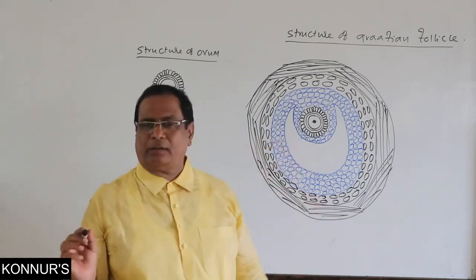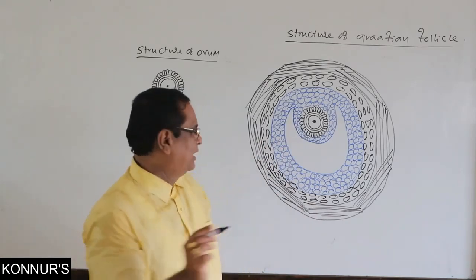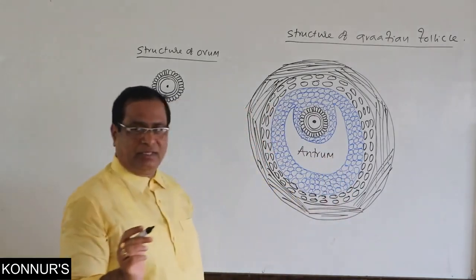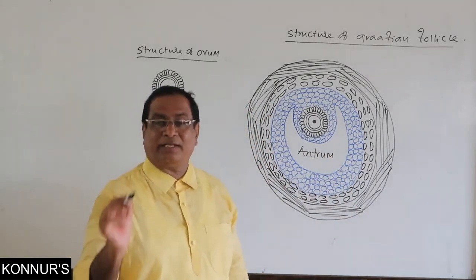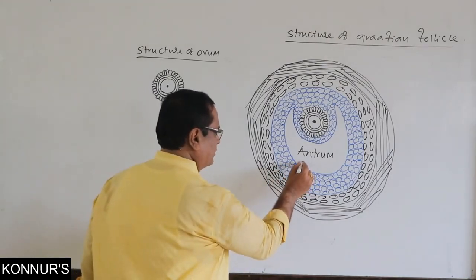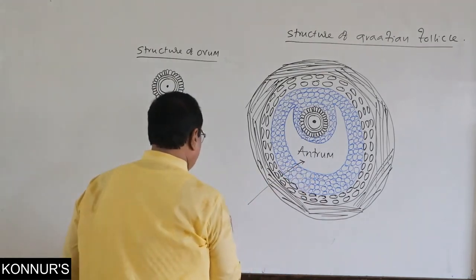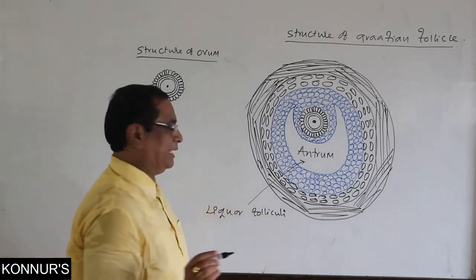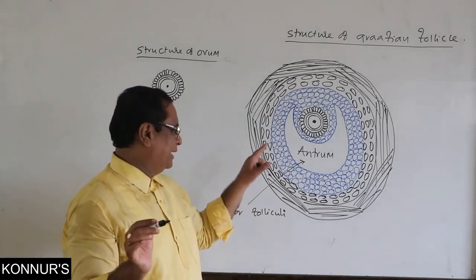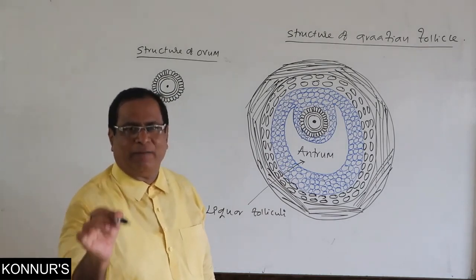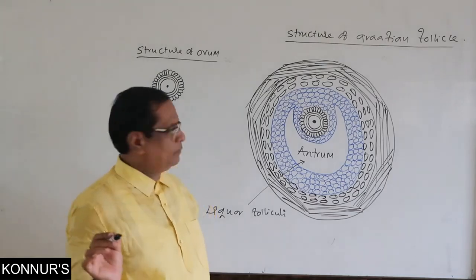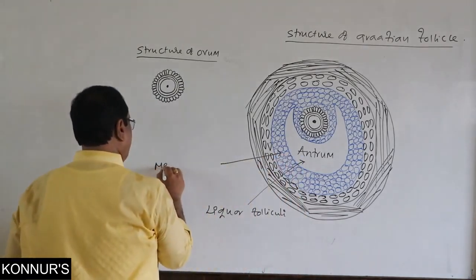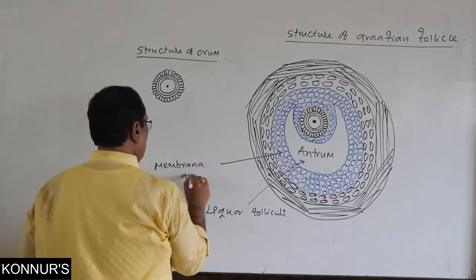And this Graafian follicle has a central cavity named antrum. That central cavity is said to be the antrum, and that antrum is filled with a fluid, a liquid named liquor folliculi, and it is covered by many-layered membrana granulosa.